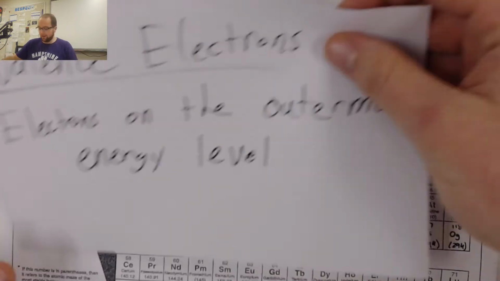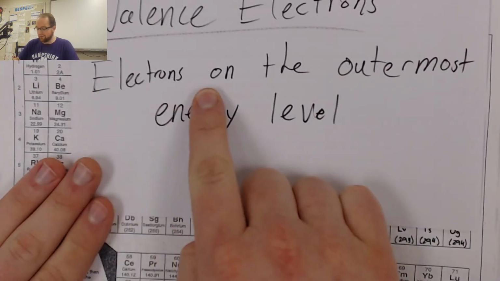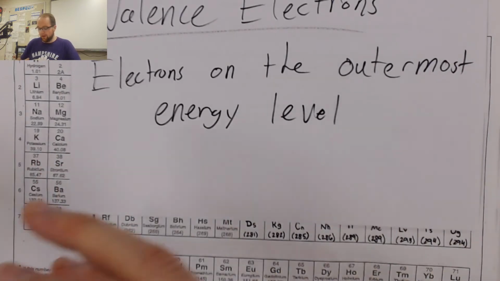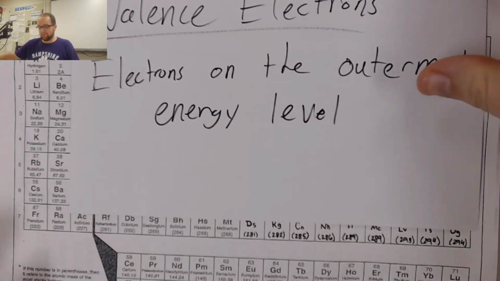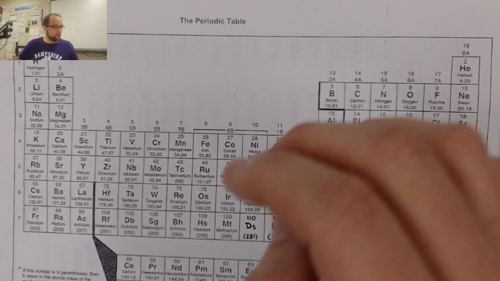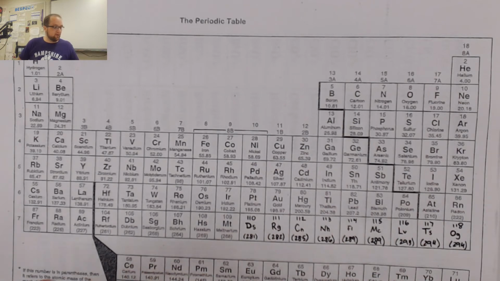Well, valence electrons are very simply electrons on the outermost energy level of an atom. So they are on the outer edges of the atom, furthest away from the nucleus. And we're going to be modeling those together here today. So let's take a look at our sheet.